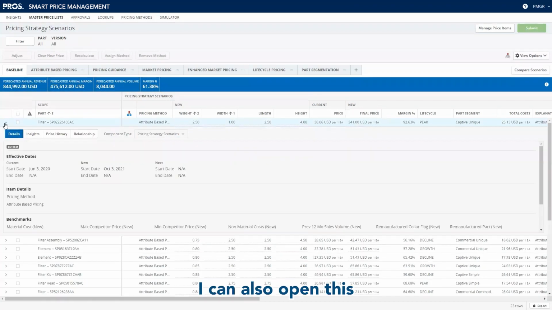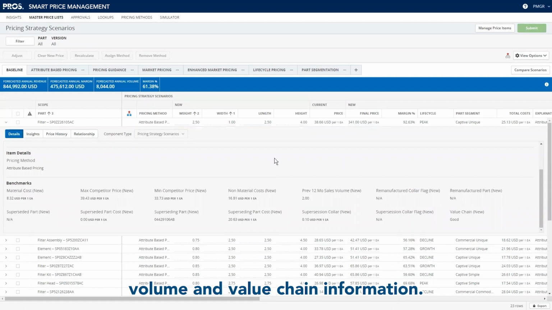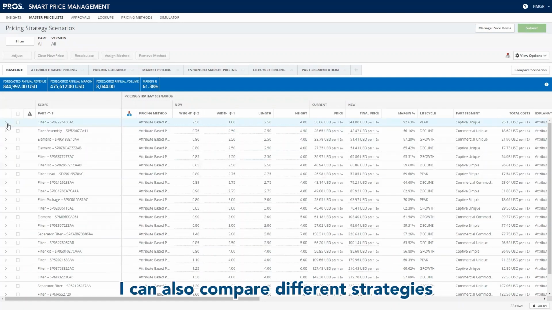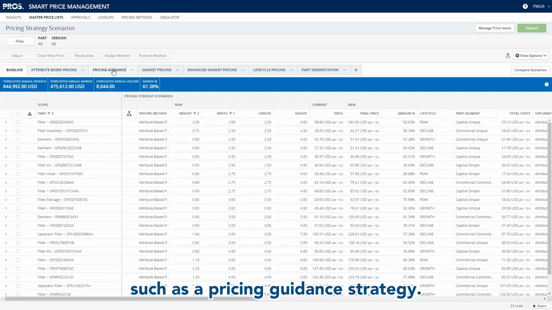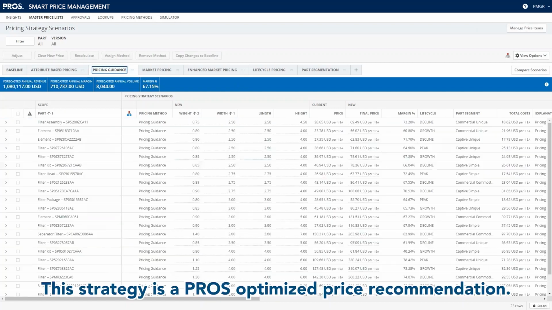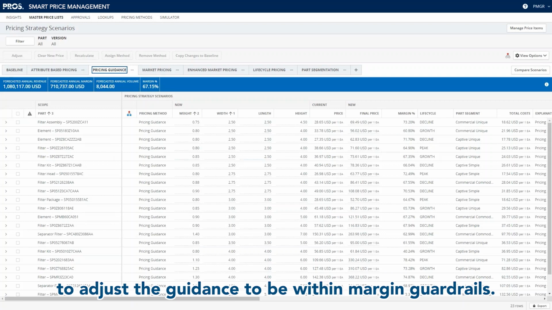I can also open this and I can see other benchmarks that are going to help support my pricing decisions, such as competitive data, sales volume, and value chain information. I can also compare different strategies, such as a pricing guidance strategy. This strategy is a Pros optimized price recommendation that has a hard constraint to adjust the guidance to be within margin guardrails.